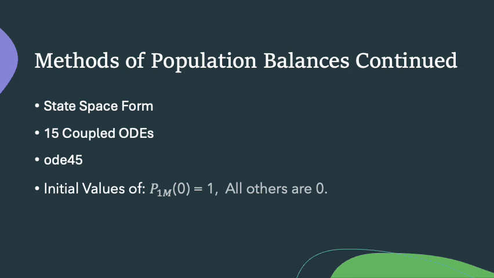The initial values we are using to solve this are 1 for the first equation and 0 for the others. This is done because we are assuming that we have polymers of 1 million molecular weight and none smaller than that when the reaction starts.